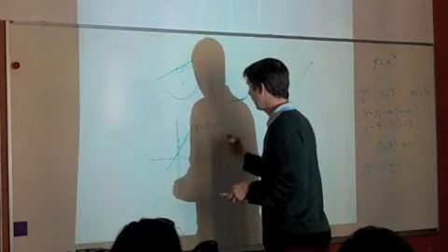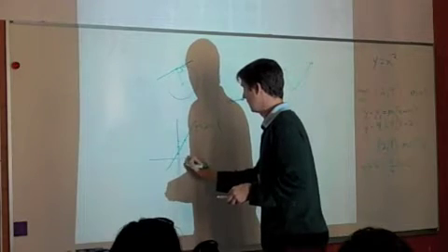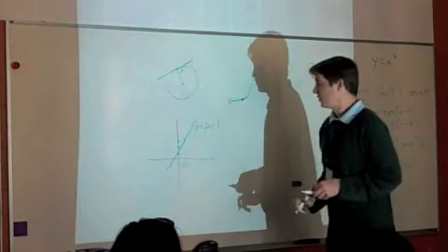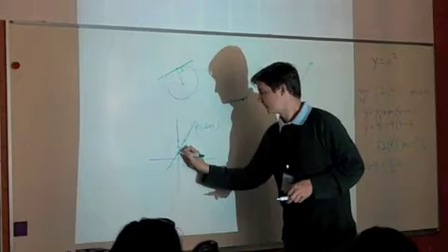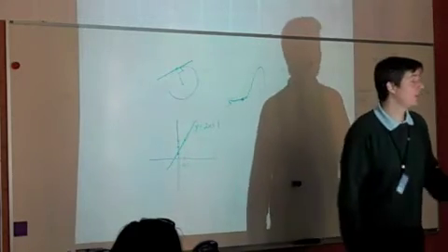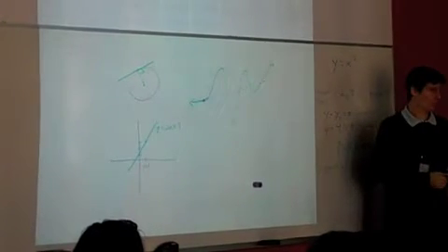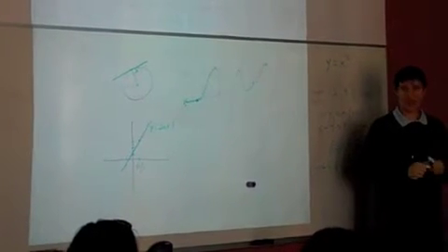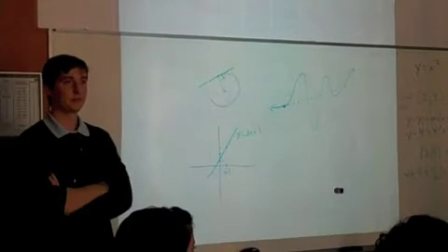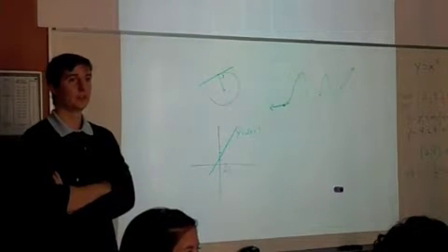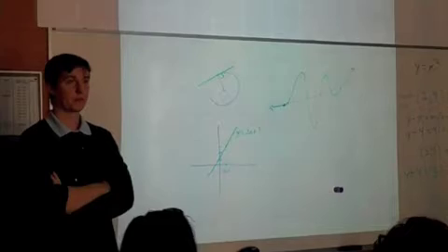Here's our old friend, 2x plus 1. Now I want to know what the tangent line looks like at x equals 1. What would the tangent line look like for this function? Well, we all agreed that it was the same as 2x plus 1.